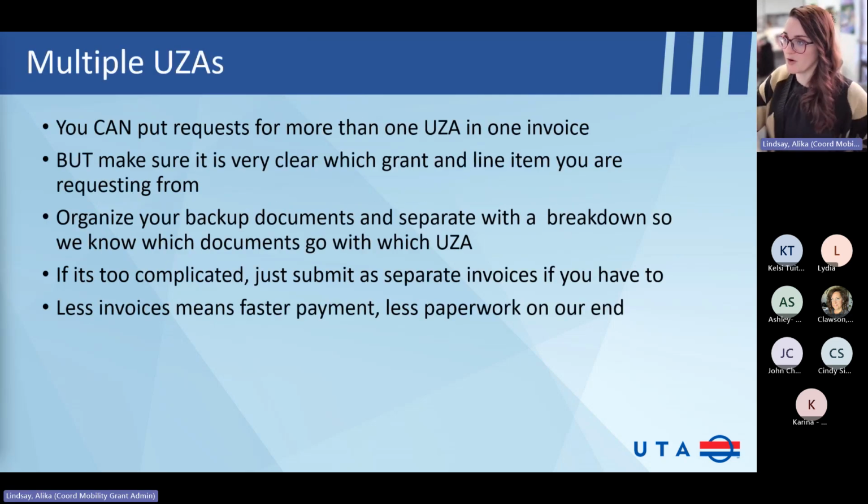Okay, multiple UZAs. I showed you on the cover sheet, you can split them out. You can put requests for more than one UZA in one invoice if you want, but make sure it's very clear which grant and line items you're requesting from, and organize your backup documents separately or somehow that we can tell which documents go with which request or which UZA. If it's too complicated, if it's getting too messy, just submit them as separate invoices. That's fine. But if you can combine them, the fewer invoices you have means we can process them faster. We can get payment to you faster.